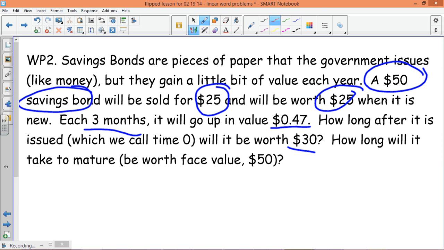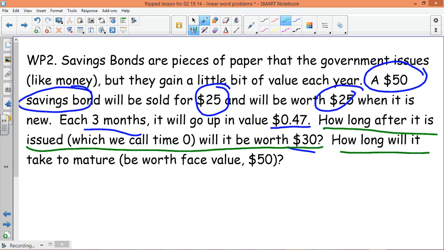Okay, so let's make sure I underline my questions. How long after it's issued will it be worth $30? How long will it take to mature, or be worth face value of $50? Notice what I've done as I went through this. All I did was go through and circle or underline all of the important pieces of information. I don't know what exactly is important, but all my numbers are going to get underlined, and then I just need to go back and try to figure out what is my rate, my slope.